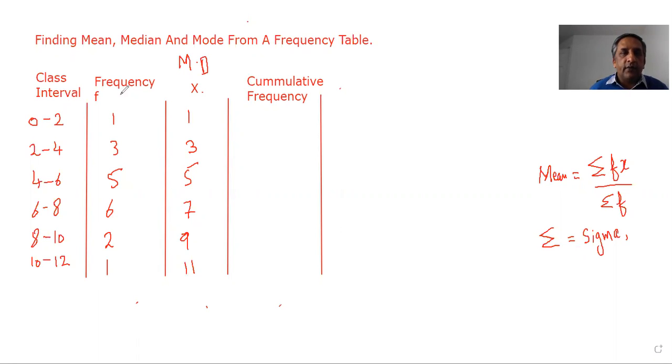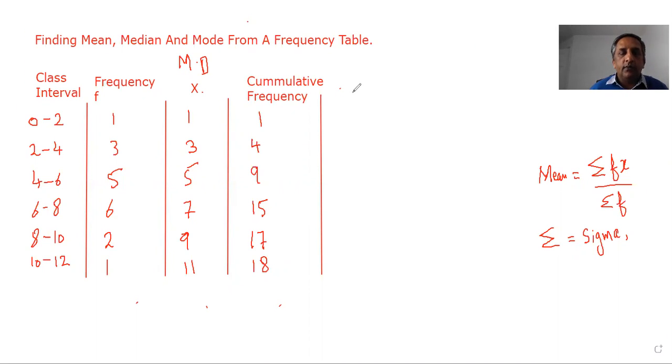For example, you see the first frequency number is 1. So we write 1. Then the second number is 3. So we add 3 and 1, it becomes 4. Then we add 4 and 5, it becomes 9. Then we add 9 and 6, so it is 15. Then we add 15 and 2, it is 17. And then we add 17 and 1, it is 18, right?